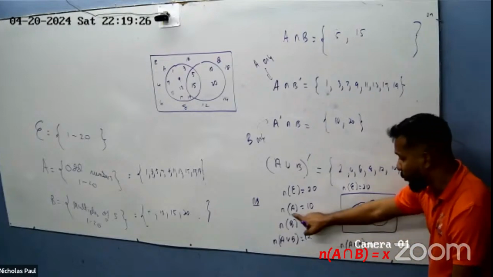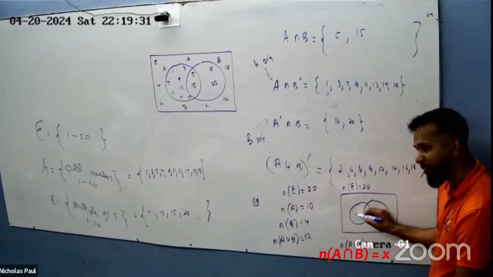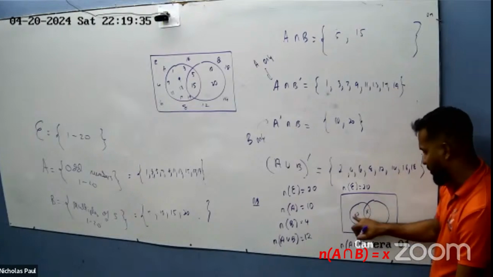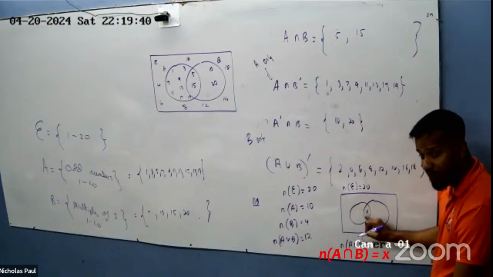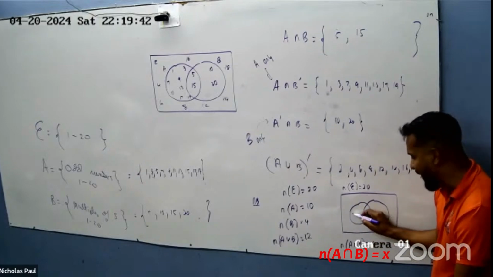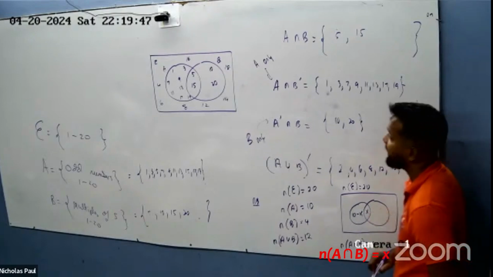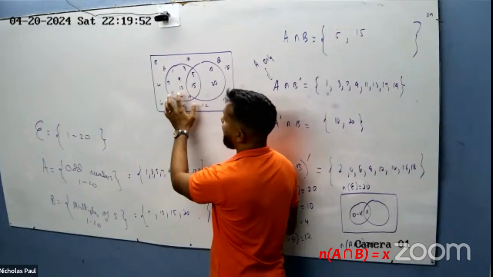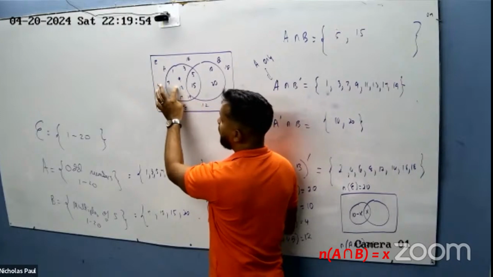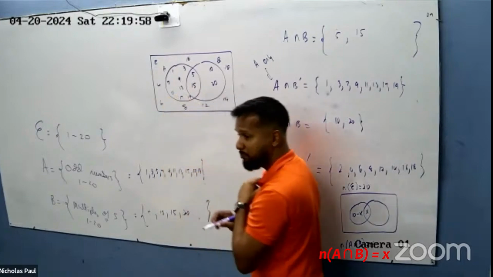What do we know? We know the number in A is 10, right? So where do I write 10? Do I write 10 here? No, because this whole thing is 10. So I should ideally write 10 minus whatever here. Watch it and see. This whole element has 10 elements, so the number of elements in A only will be 10 minus this sum total.